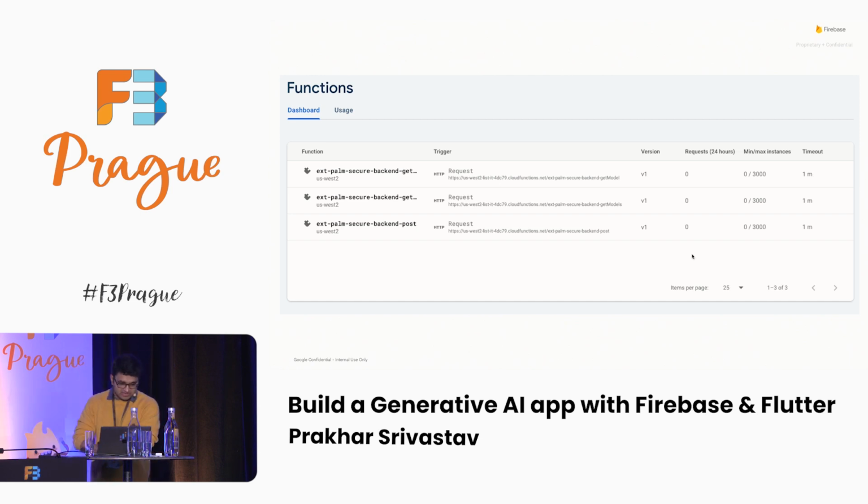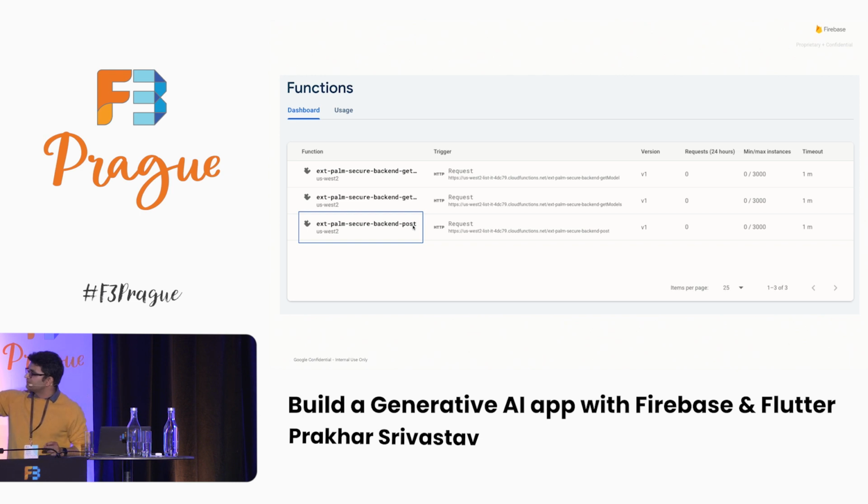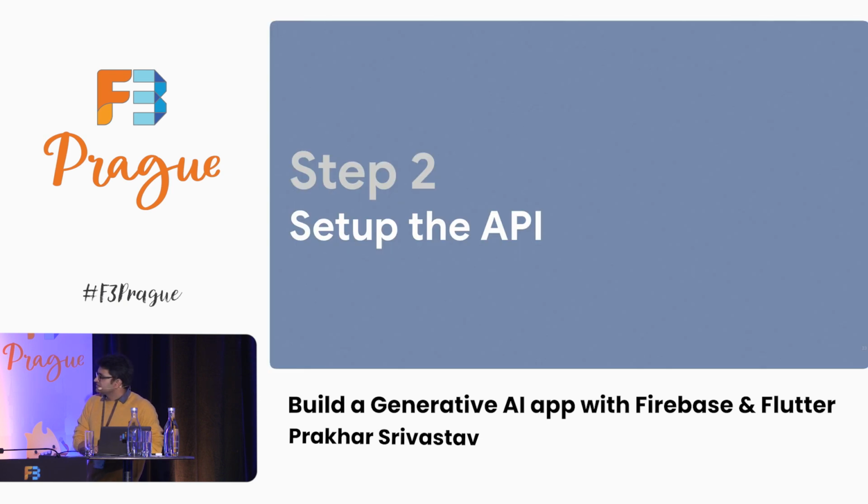Okay, so finally, if everything is up and running, you should see three functions deployed, one for each API, like I said. The first one is called get models, next is called get model, and the third one is called the post, and this is the one we need. Now, pay close attention to a few things here. The name is called ext palm secure backend post, which will come in handy. And the second thing to note is where this is deployed. This is deployed in US West 2. Obviously, you can deploy it in other regions that Firebase has, like the Europe region. Okay, so let's set up the API.